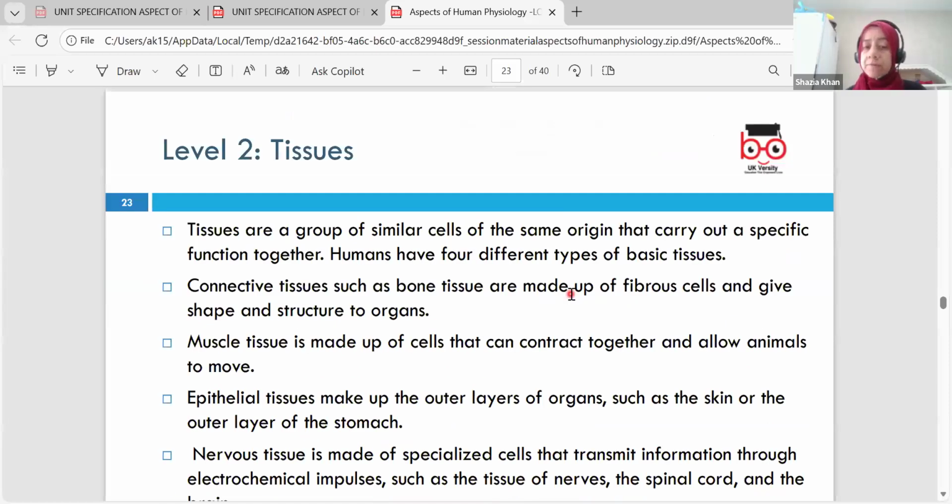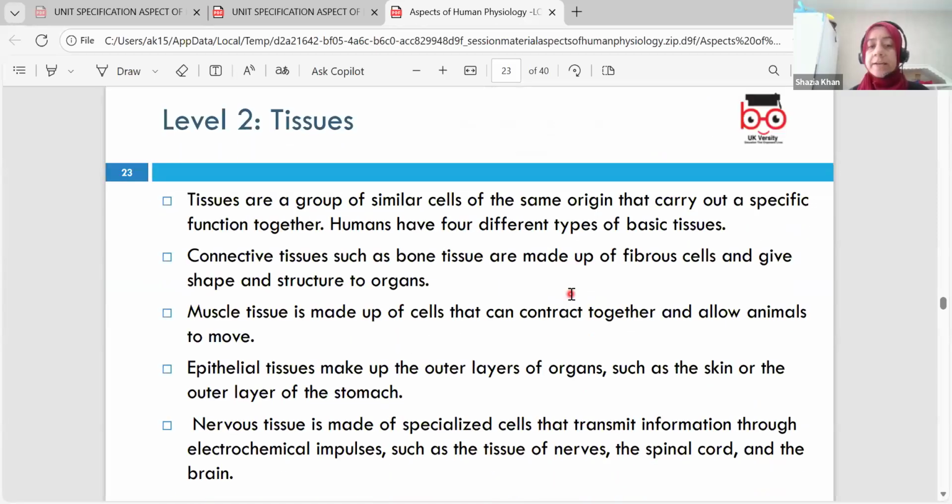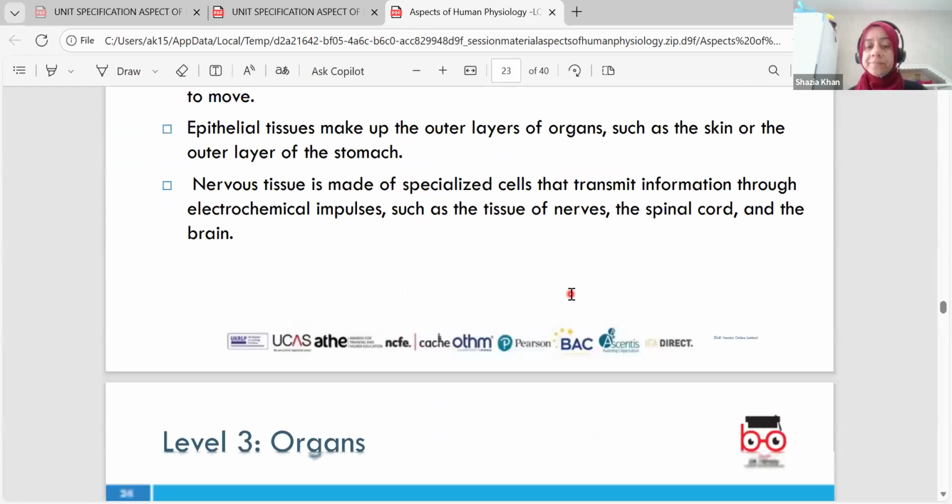A tissue is a group of cells, as I mentioned earlier. The connective tissues are made up of fibrous cells and give shape and structure to the organs. There are muscle tissues that contract together and allow animals to move. You have epithelial tissues, which are the outer layers of the organs, such as the skin. So the skin is also an organ, or the outer layer of the stomach. The nervous tissue is made up of specialized cells that transmit information through electrochemical impulses, such as the tissues of the nerves, the spinal cord, and the brain.